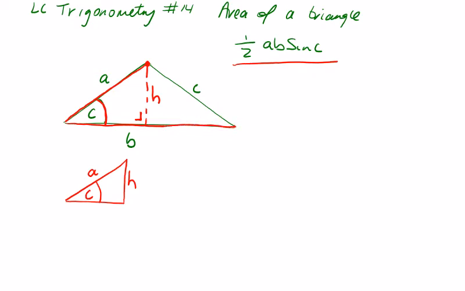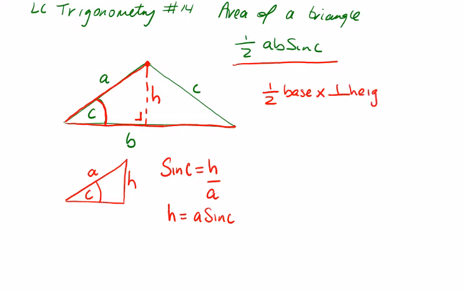So what can we say about the sine of C? The sine of C is equal to O over A, which is H over A. So H on its own will be A sine C. What else do we know from junior cert about the area of a triangle? We know the area of a triangle is half the base multiplied by the perpendicular height. Applying this to the triangle, the base is B, so we have a half of B by the perpendicular height, which is H.